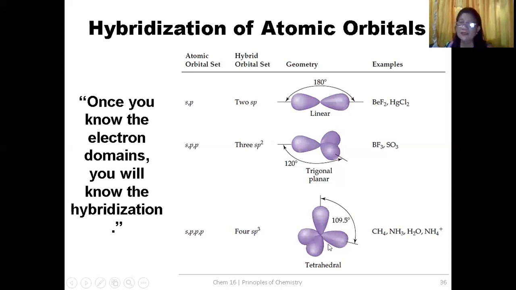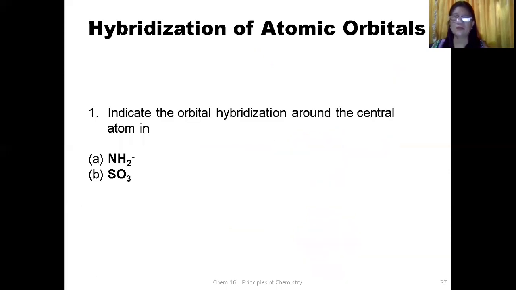Since there are lone pairs, what happened here is in a tetrahedral, that's CH4. CH4 has four hydrogens, right? Then you have carbon here. That is an s and three p. Therefore, how many hybrid orbitals will you have? Four, sp3. This is the first sp3, this is the second, third, and the fourth. So that is the hybridization of atomic orbitals.